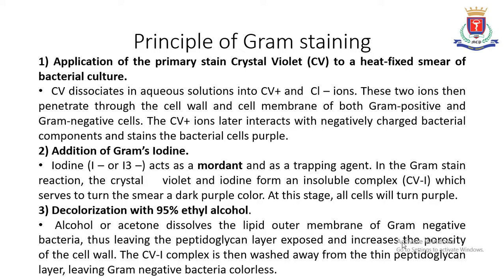The third step is decolorization with 95% ethyl alcohol. Alcohol or acetone dissolves the lipid outer membrane of gram-negative bacteria, thus leaving the peptidoglycan layer exposed and increases the porosity of the cell wall. The CV-I complex is then washed away from the thin peptidoglycan layer, leaving gram-negative bacteria colorless.